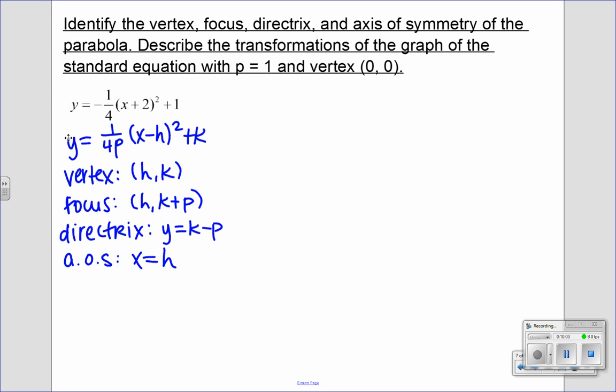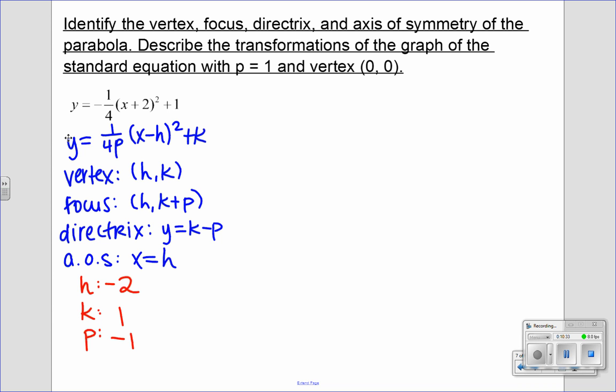So we're going to use all of these pieces to write these down. So what we need to know from the equation is what is our h, what is our k, and what is our p. Okay. Well, if we look at this, our h is negative 2, our k is 1, and our p is going to be negative 1. Because to get from 1/4 to negative 1/4, we have to multiply by negative 1.